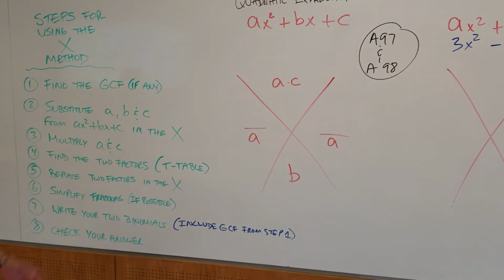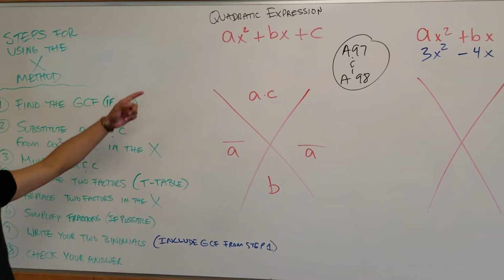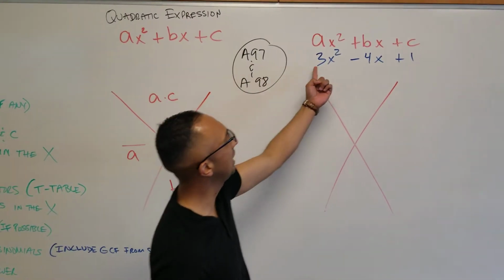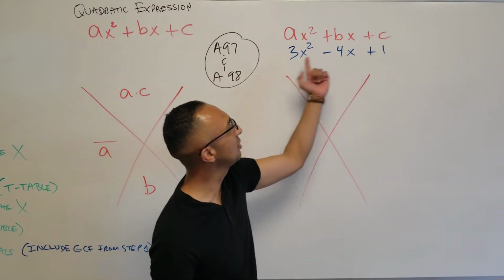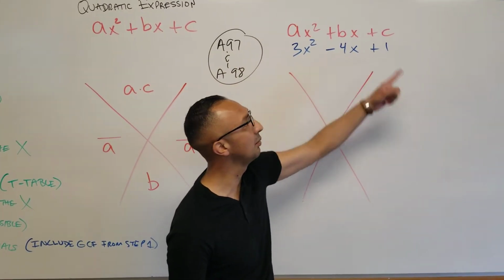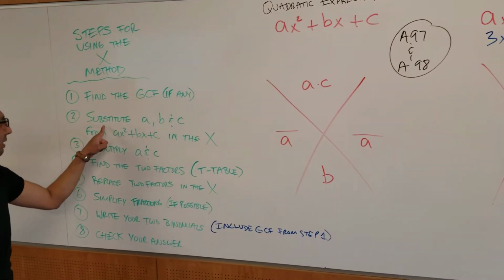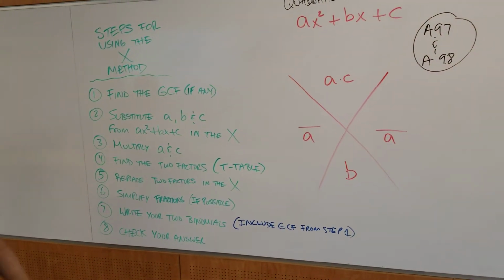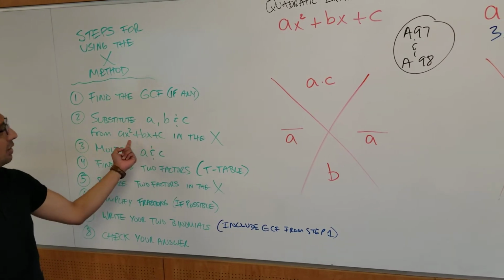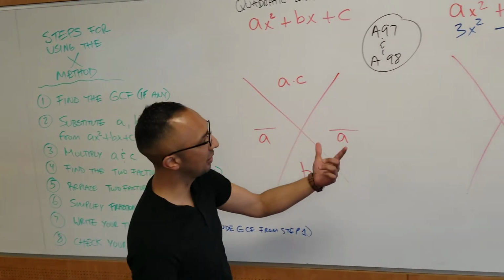Okay, so for now, step number one says find the GCF, if any. Again, if we're looking at A, B, and C here, we're trying to find out if there is a number besides 1 that goes into 3, 4, and 1. The answer is no. So automatically we're going to step number 2, which is substitute A, B, and C from your quadratic expression in the x. And so we're going to go ahead and do that.